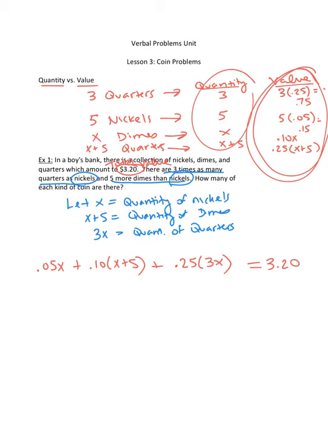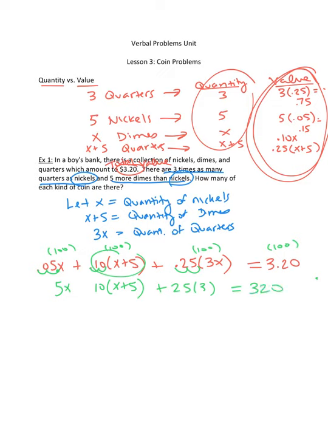Now, instead of working with all the decimals, we're going to clear the decimals. It's like clearing the fractions. If you multiply each term by 100, you don't have to write it out for every term, but I'm just showing you where it comes from. You're basically moving the decimal twice. So this becomes 5X, and this becomes 10 times X plus 5. Only the number in front is affected because this is all one term. And this becomes 25 times 3X. And then you also have to remember to multiply this by 100. So that equals 320 cents. And what that does is it gets rid of the decimal so that you don't have to work with very big numbers.